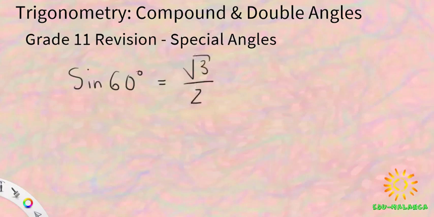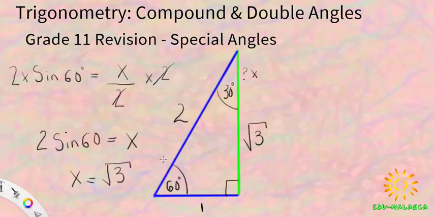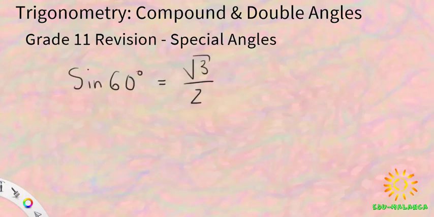Let's use the triangle to check now. Sine of 60, this is the triangle. The sine of 60 degrees will be the opposite length, which is root 3, divided by the hypotenuse, which is 2. So again, you're going to have sine of 60 be root 3 over 2. So that checks out in both the table and the triangle.